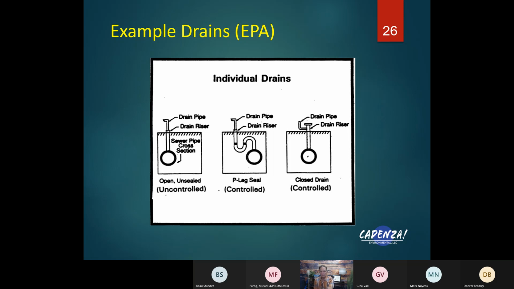The last one on the right is just another way to get oily wastewater into a drain, and that is to do it directly into a sewer without any way for gases to be released to the atmosphere. EPA calls this a closed drain, and the other one a P leg or a P-trap drain.